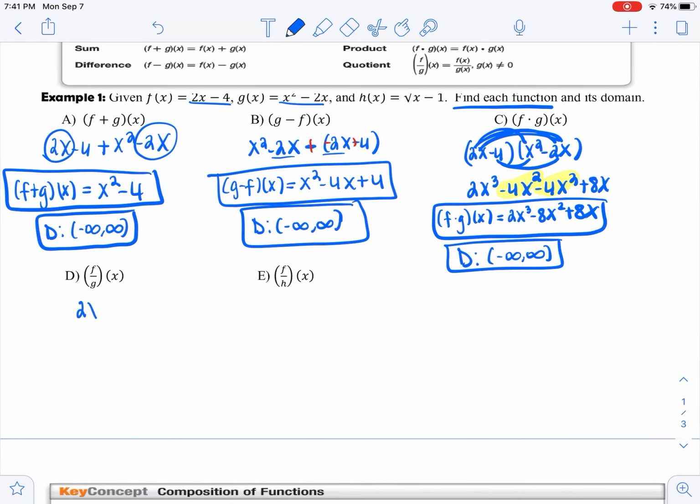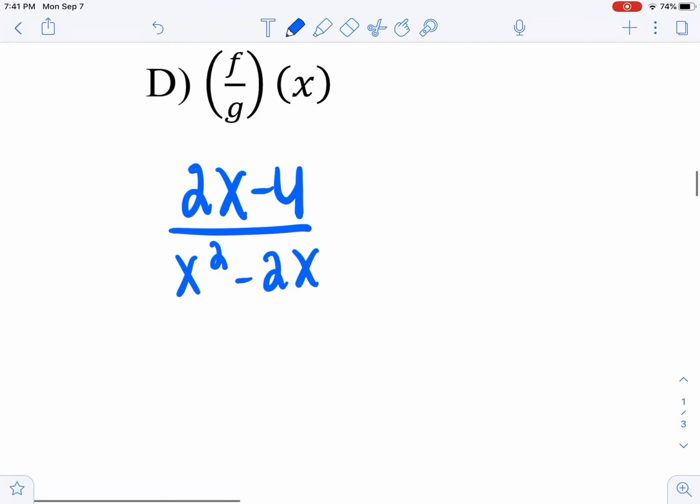So f is 2x minus 4, divided by g, x squared minus 2x. Okay, so remember with fractions, we have to see if they're simplifiable. But before you simplify, you should find the domain first, because if it simplifies and something cancels out, you're not going to realize that that's excluded from the domain. So let's do domain first.